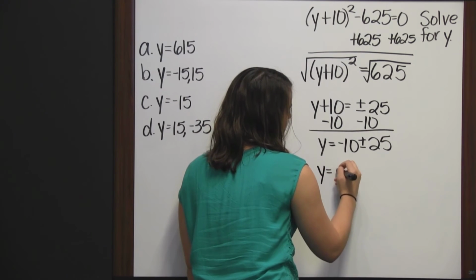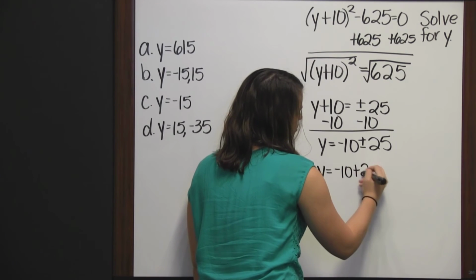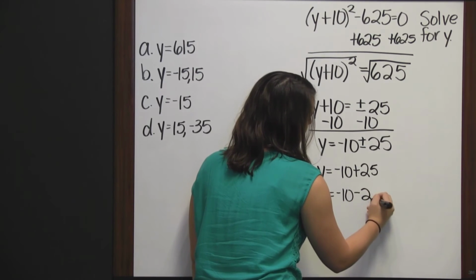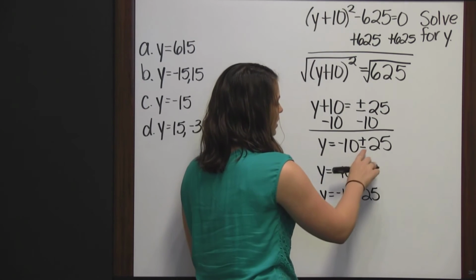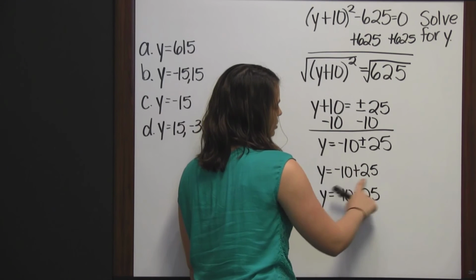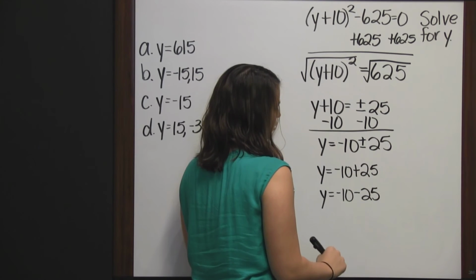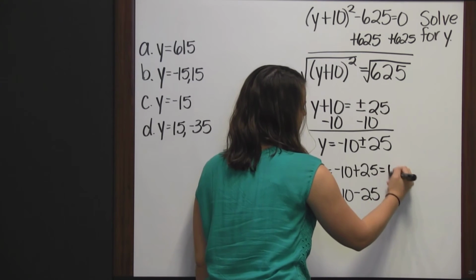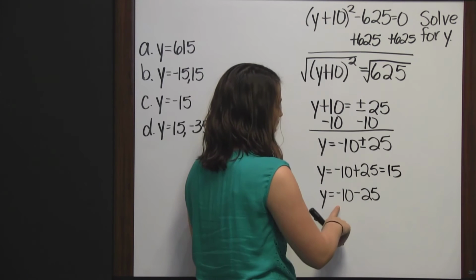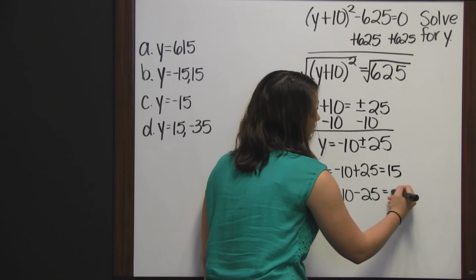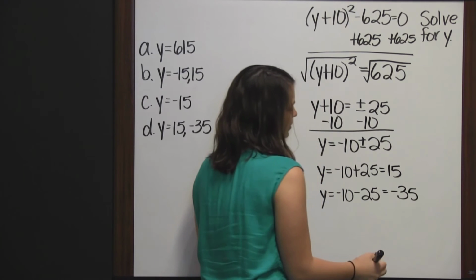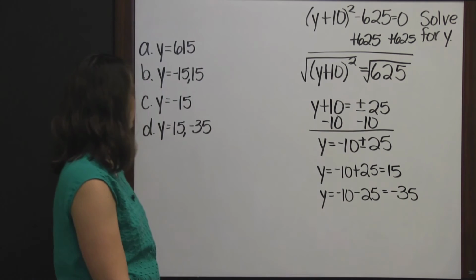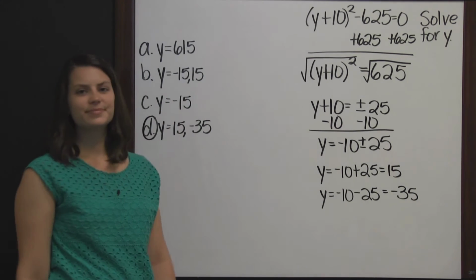So we have y equals negative 10 plus 25, and y equals negative 10 minus 25. All I did was separate the plus or the minus into two separate expressions. Negative 10 plus 25 is 15, while negative 10 minus 25 is negative 35. So our solutions are that y is 15 or negative 35, which is answer D.